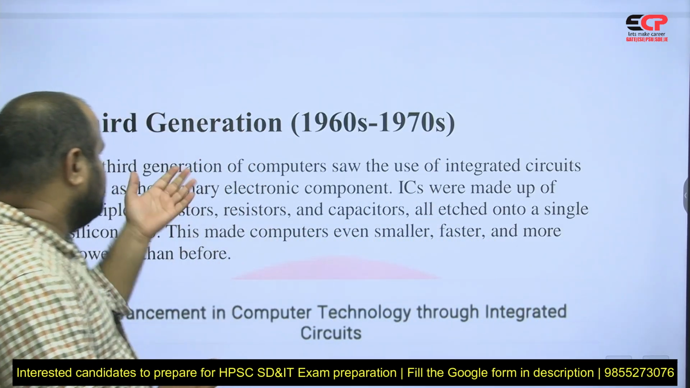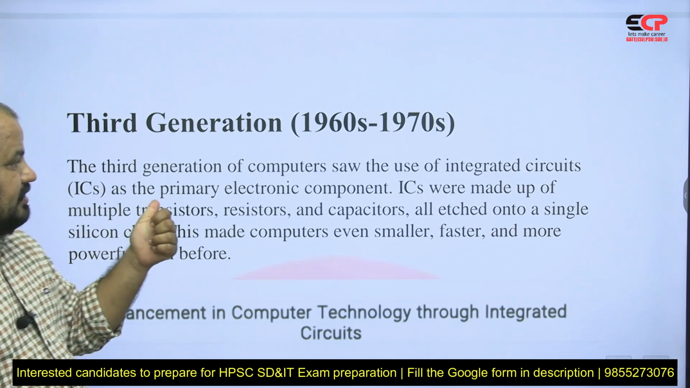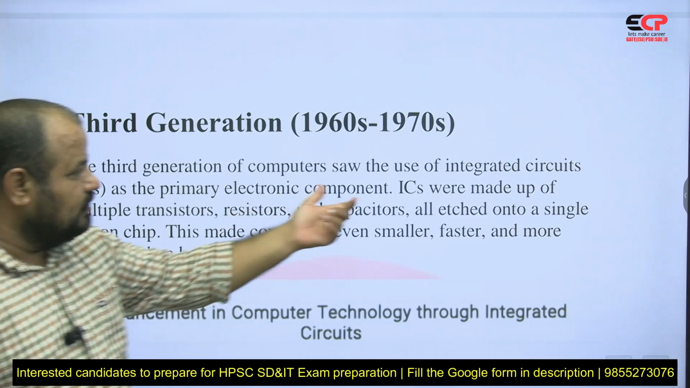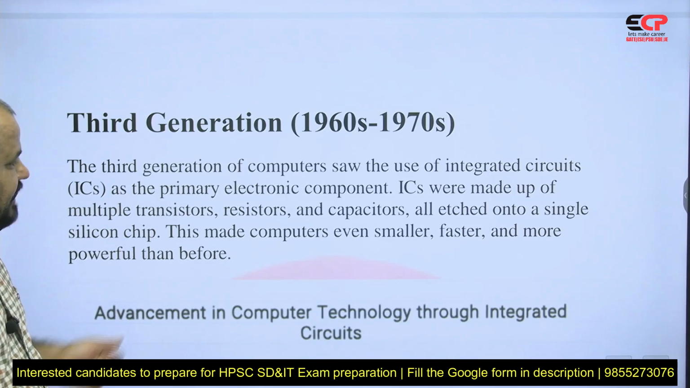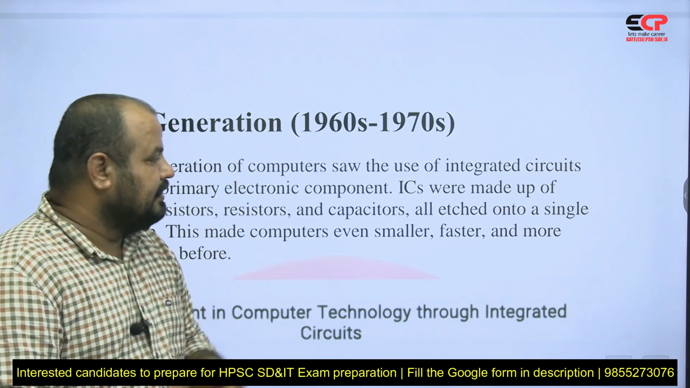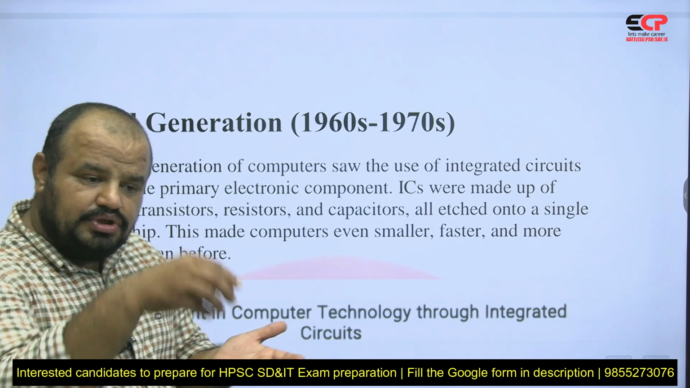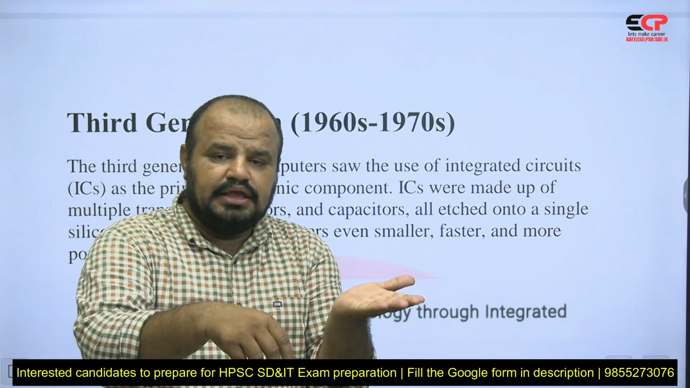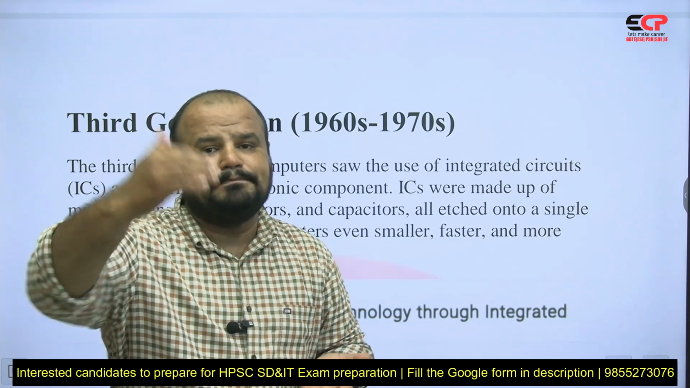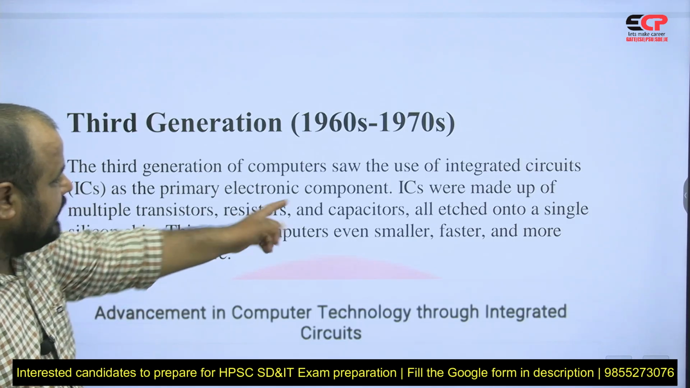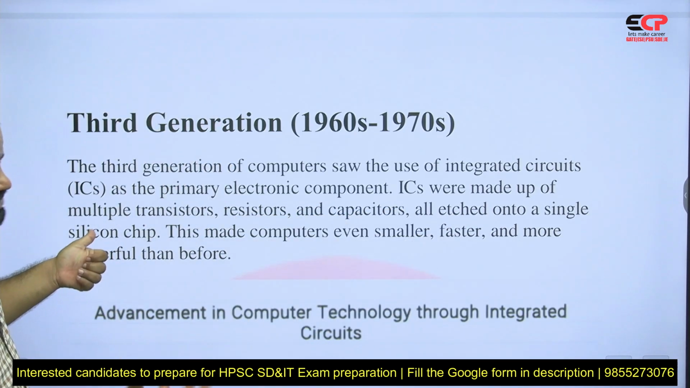Next, the third generation. In the third generation of computers, we are moving ahead and using integrated circuits, ICs, over transistors as the main electronic component. ICs were made up of multiple transistors, meaning we use an IC and put many transistors in it. That means we are improving the performance of our computing device, with resistors and capacitors all attached on a single silicon chip. That is very important.